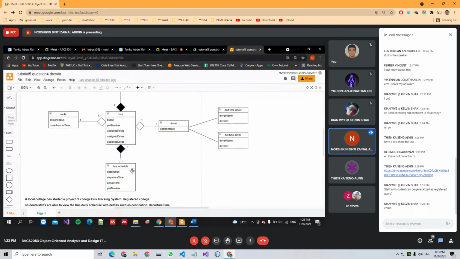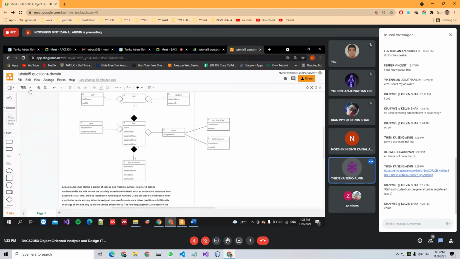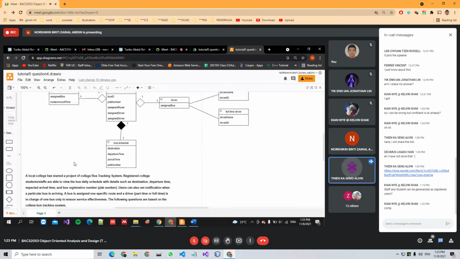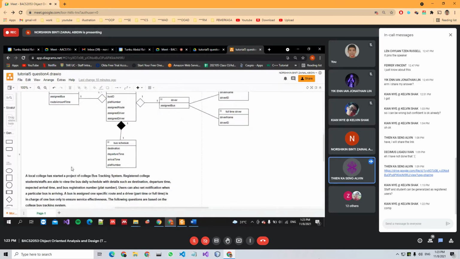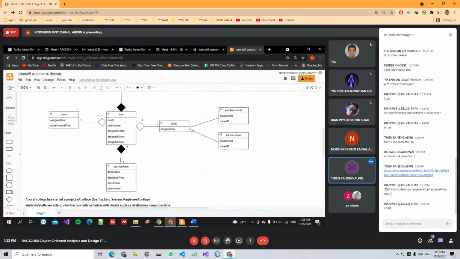Okay, let's proceed to the next class, driver. What is the association relationship between bus and driver? A bus is assigned one driver, and the driver is either part-time or full-time. For that one it is a generalization of full-time and part-time driver. Correct. And the bus to driver relationship is aggregation. One bus can only be driven by one driver, and a driver can only drive one bus.